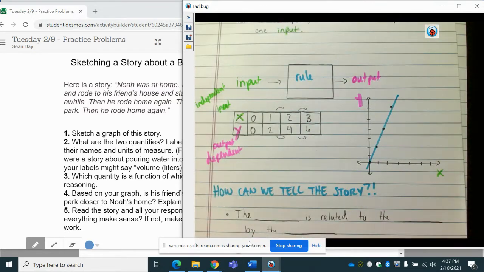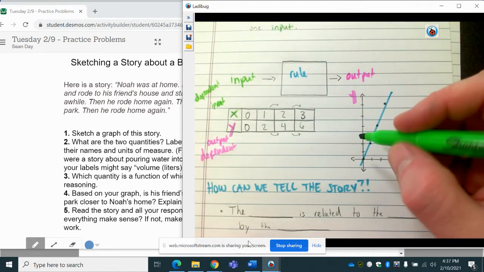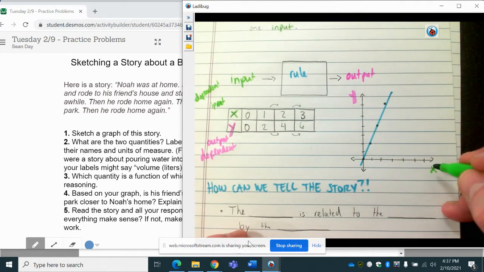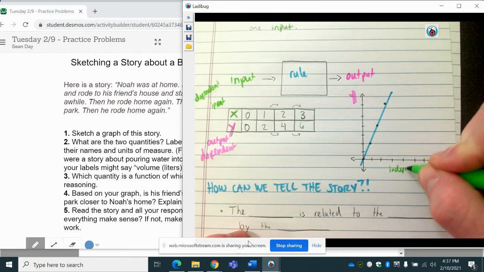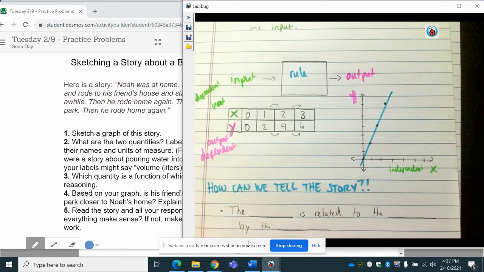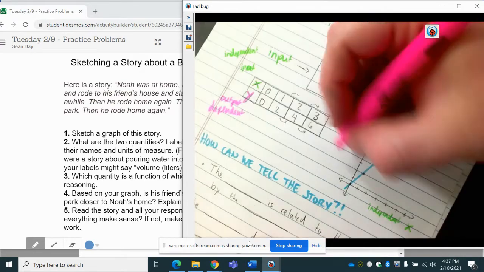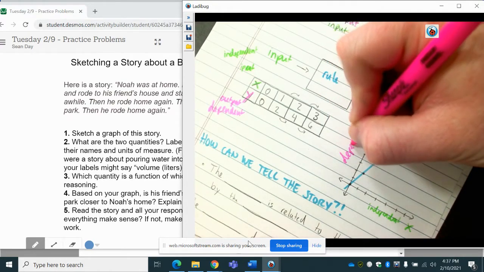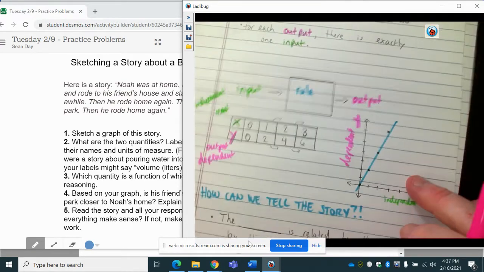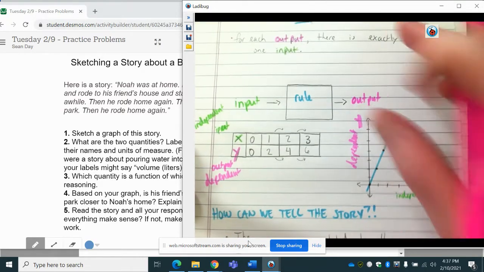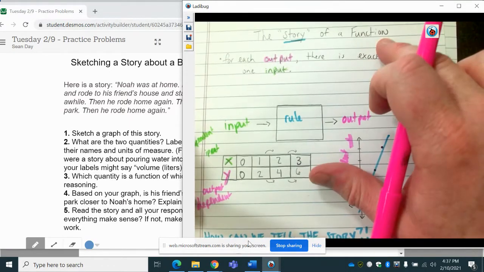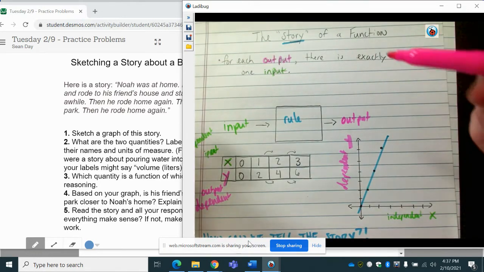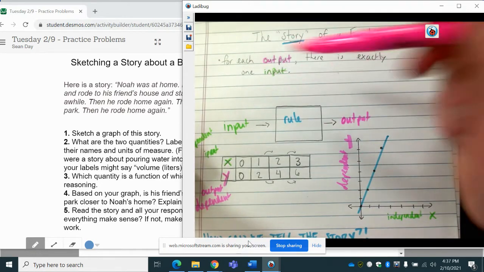And when we graph that, we can see that it results in this nice line. Our x-axis, our independent variable, our y-axis is our dependent variable. All of this describes a function. We can use a graph, we can use an input-output table to describe a function. But it's bigger than that. We're telling a story about two things.